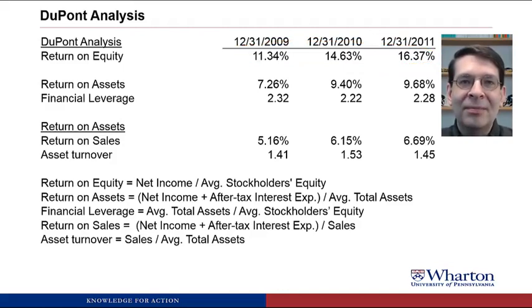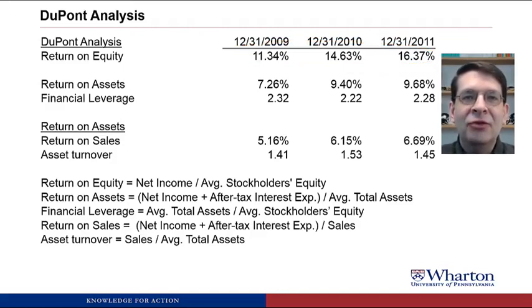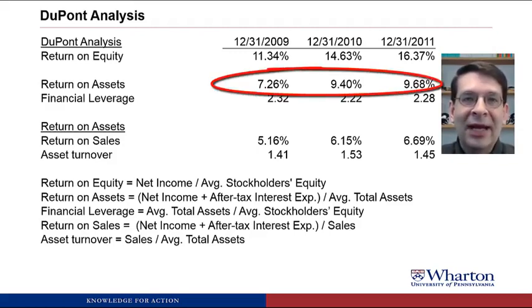a 3-year period. Now let's look at the two drivers of ROE, return on assets and financial leverage, to see if Plainview's increase in ROE is due to better operating performance or to taking on more debt. So for return on assets, we see that it increased from 7% to almost 10%, which means that every dollar in assets is now generating about 10 cents of net income for Plainview compared to only 7 cents a couple years ago. So clearly there's been an improvement in operating performance.